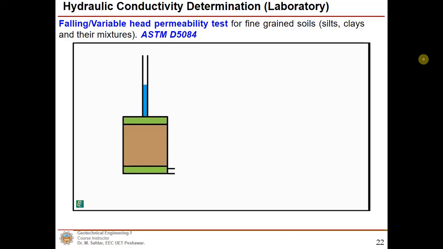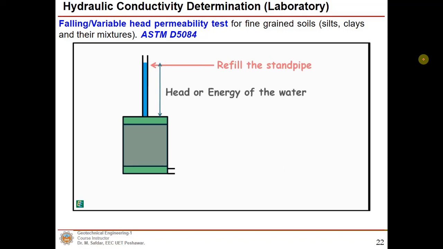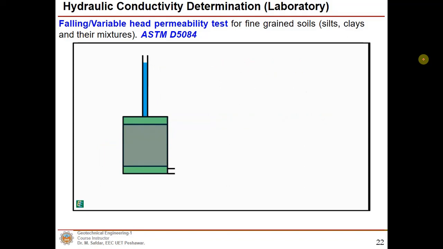Then we close the knob at the outlet and stop the water flow. We refill the standpipe up to a certain height. The height of the water column in the standpipe represents the head or the energy of the water. We assume there is a negligible head loss due to porous disc, and the energy of the liquid starts dropping when it begins to flow through the soil. So, if there is a manometer at the beginning of the soil, its water level should be the same as that of the pipe, because they are displaying the same water head.